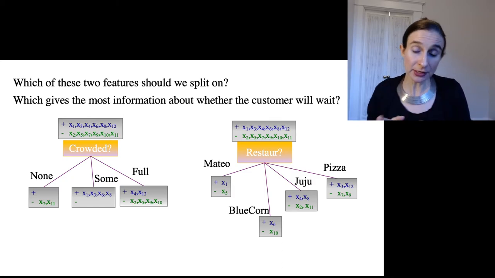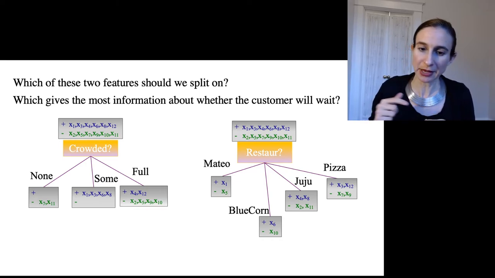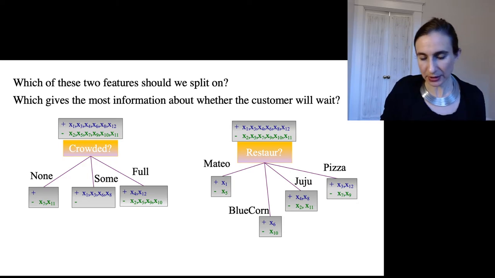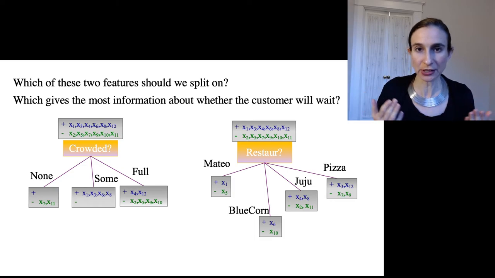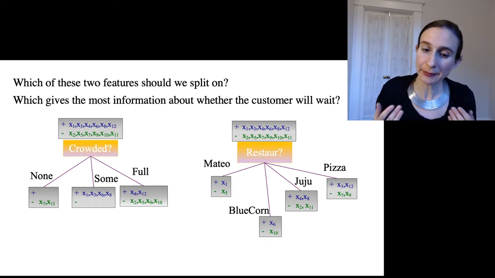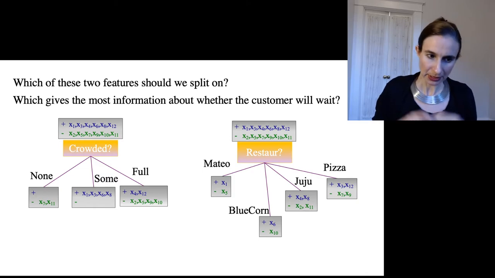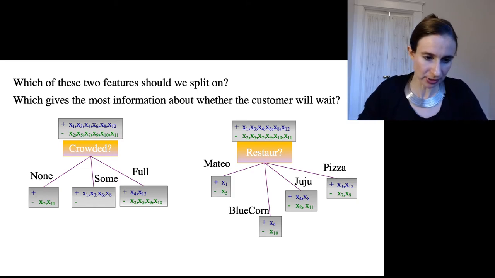Now, if instead you had split on restaurant, then you'll notice there's an equal number of positives and negatives in each restaurant. So essentially, if I'm asking which of these two factors is the right one to split on? Well, one of them tells you quite a lot about the label, and another one tells you literally nothing about the label. Okay, so obviously we would want to split on crowded rather than splitting on which restaurant it is.